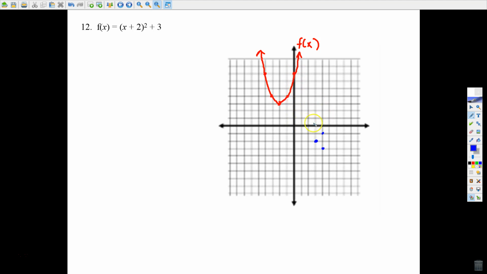This point in red is 0, 7. So for the inverse, we'll do 7, 0. And this is negative 4, 7. So we'll do 7, negative 4. And those blue dots will represent the graph of the inverse.